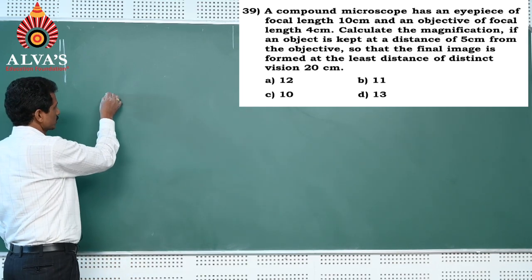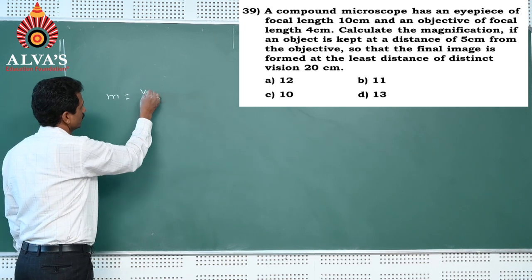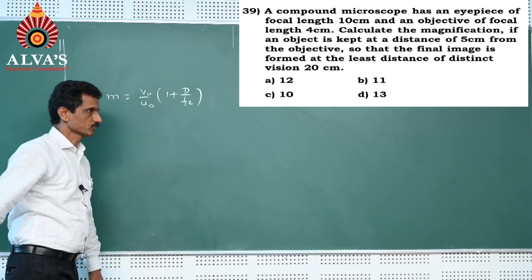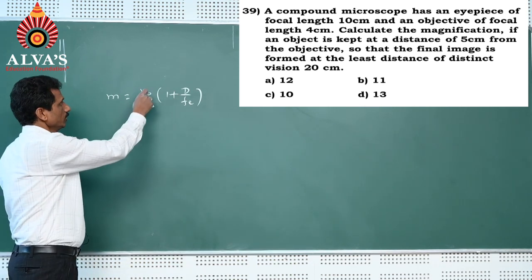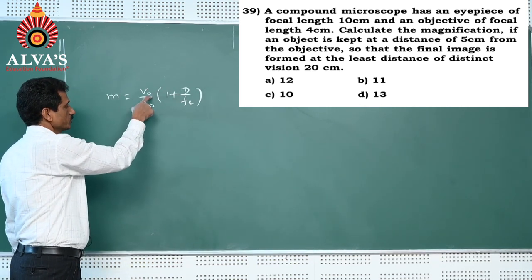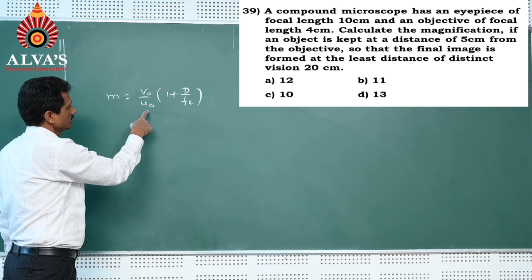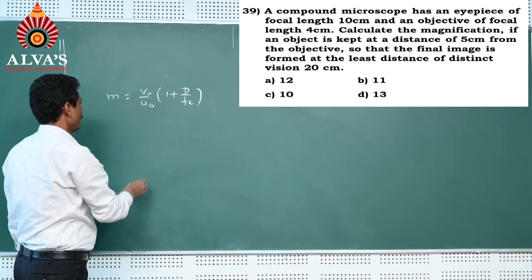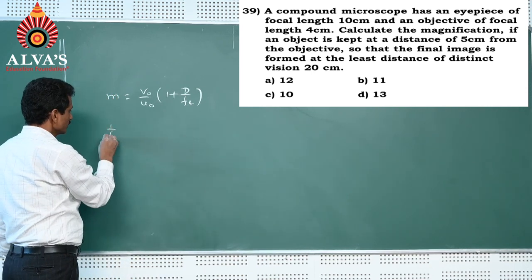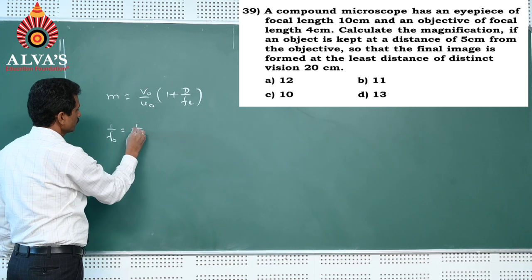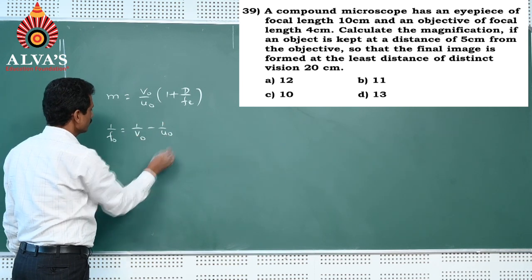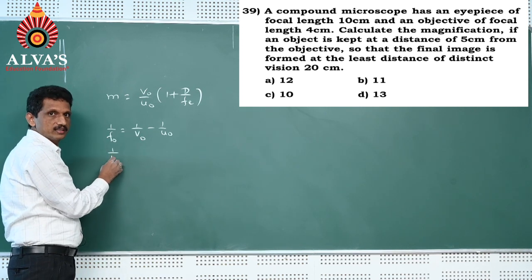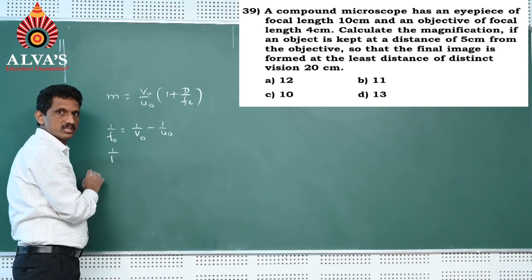It is a compound microscope, the formula is M is V naught by U naught into 1 plus D by Fe. For a compound microscope, V naught is the image distance of the objective lens, U naught is the object distance of the objective lens, D is the least distance of distinct vision, and Fe is the focal length of the eyepiece lens. For the objective lens, 1 by F naught is equal to 1 by V naught minus 1 by U naught. It is given that the objective focal length is 4 centimeter.